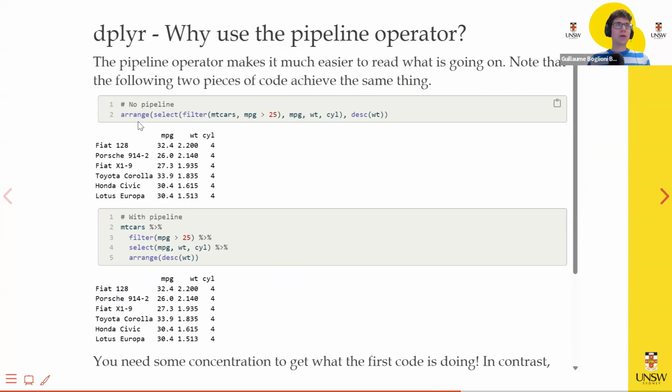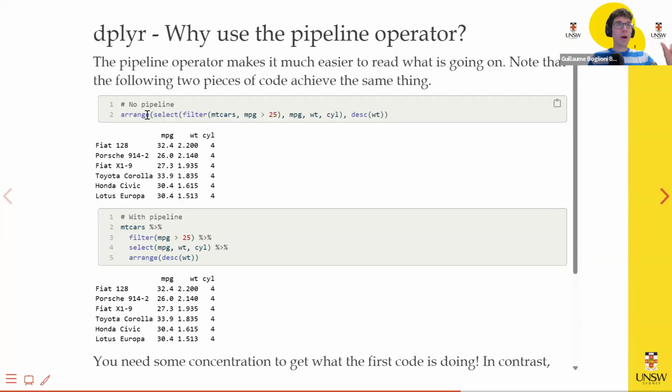So here, this one without the pipeline is just a bit harder to read. Now you can certainly read it and understand it, but it takes a bit of time to understand what's going on. The first thing that's done is in the first inner bracket. So this is the first thing: I'm filtering for, again, the cars that have MPG bigger than 25. And once this is done, I'm going to select, from the result of the filtering, the MPG, weight and cylinder. Okay, so that's the second thing I've done.